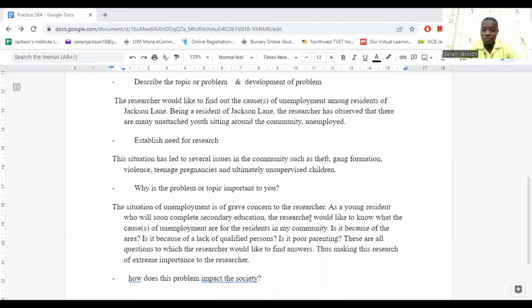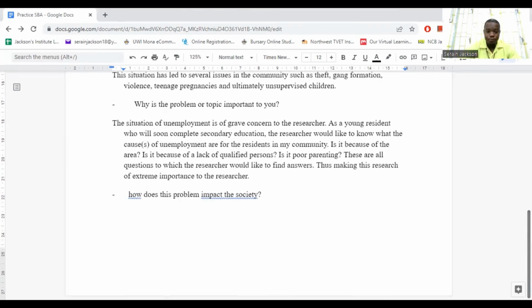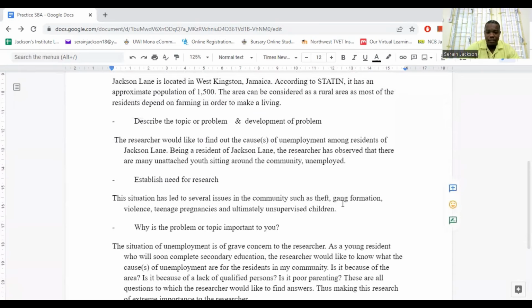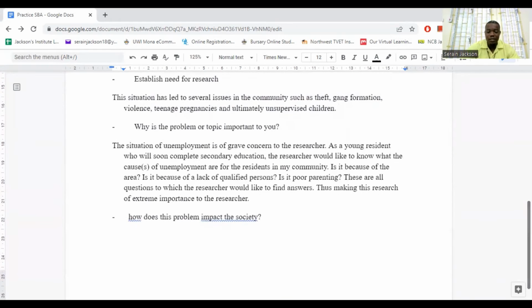And these are all questions to which a researcher would like to find answers, right? Thus, making this research of extreme importance to the researcher. So you have clearly stated how this is important to you because you're a resident in the area, right? And you want to know answers to these things, all right? And then now we are going to move on to how does this problem impact the society? And this basically ties in with the gang formation. So basically you're going to talk about the fact that there is gang formation and the ill effects of unemployment, right?